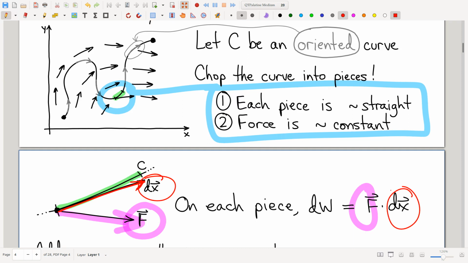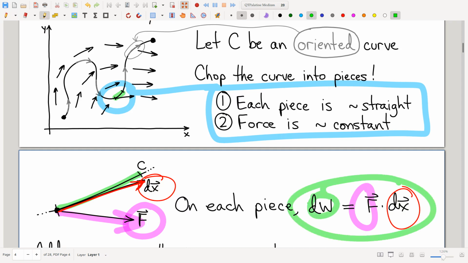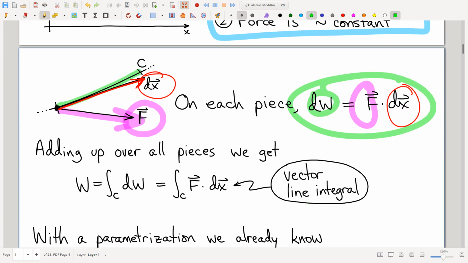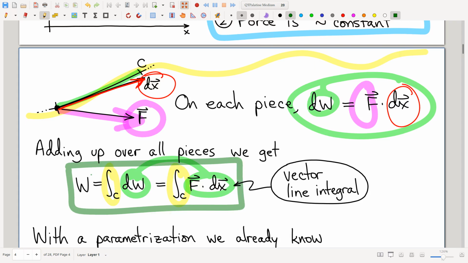Force dot displacement will then tell me right away that the amount of work that it takes to move along that piece of curve, it's just force dot displacement. And so I tell you what, I'm just going to write that down. Work is force dot displacement, adding up over the entire curve. Grand total, my grand total amount of work is expressed like that. Everybody follow?